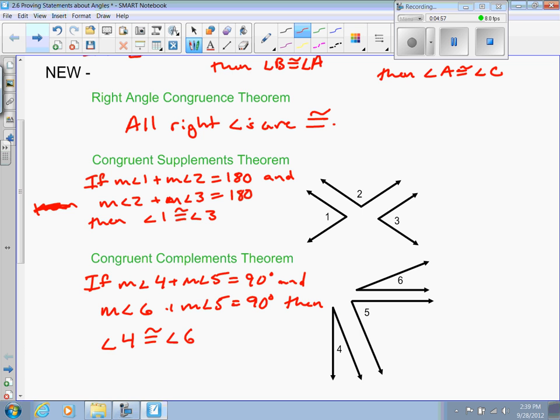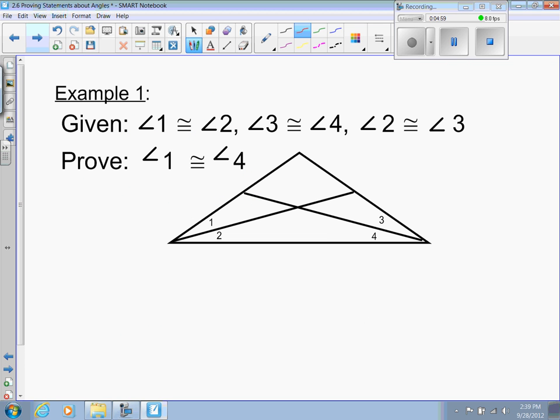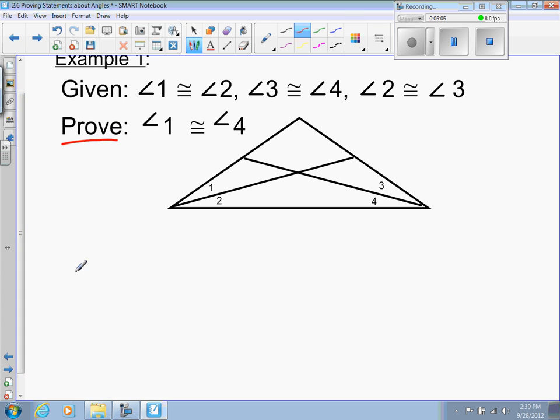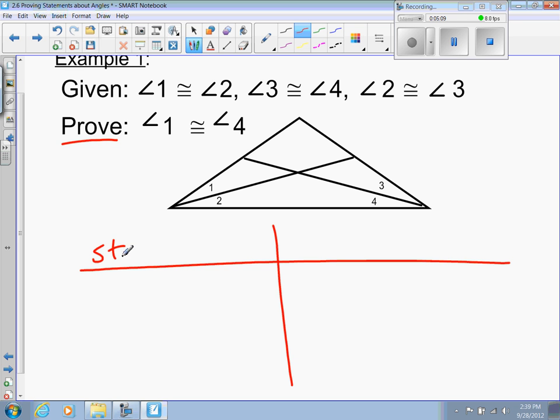All right, so now we're going to use some of these theorems to do some proofs. Okay, so when you do a proof, we're going to be doing two-column proofs where we have our statements and our reasons. And these proofs are tough, so make sure you take good notes and bring your questions to class. Have them ready to ask.